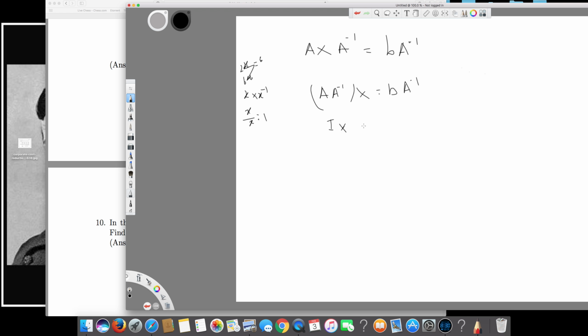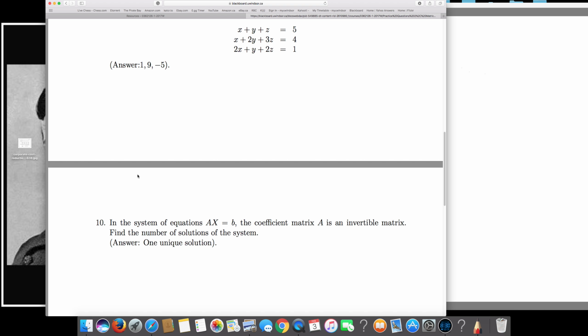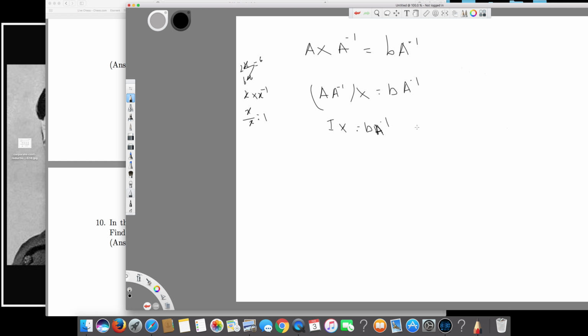So it means I x, identity x, equals B times A to the power of minus 1, which means this system is invertible. So therefore, this system has a unique solution. So in case you say, let's say A x1 is equal to B, and let's say we have two solutions right here, x1 and x2. So if A x1 is equal to B, it will be equal to A x2, which means x1 and x2 are equal. Therefore, this system has a unique solution. That's our proof for this question.